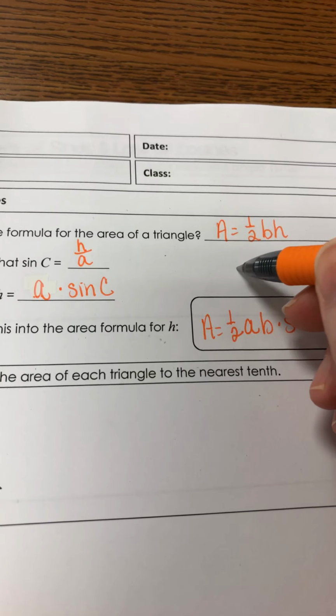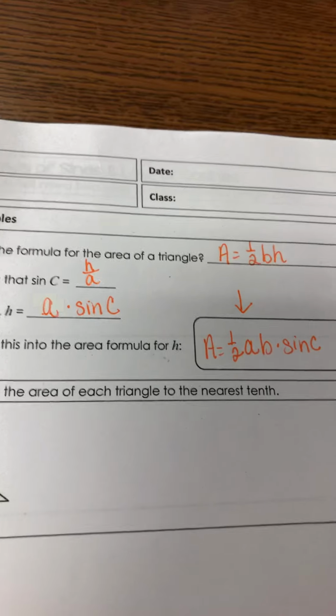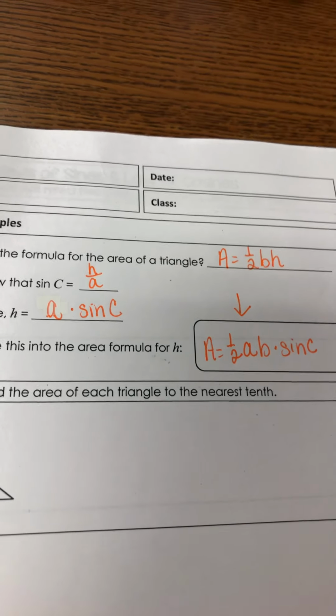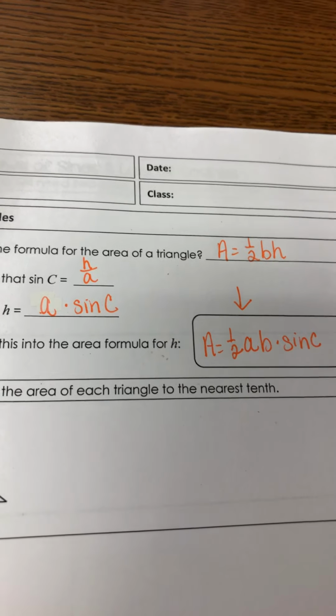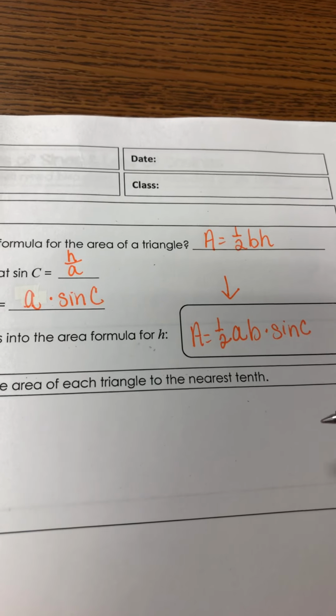And this is actually the formula that you can use to find the area of a triangle without having to drop an altitude. So if you don't know how to drop an altitude and to find the height of the altitude, you can use this formula instead.